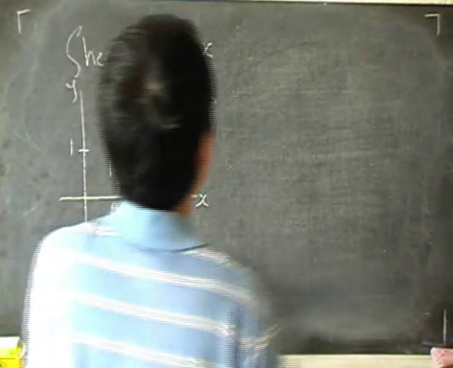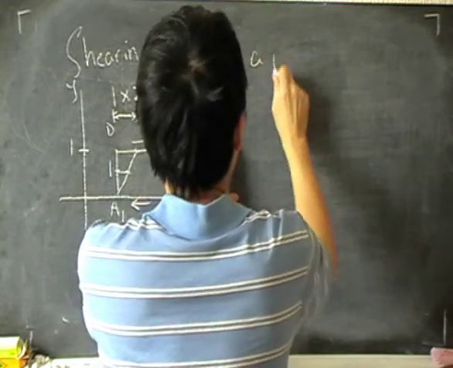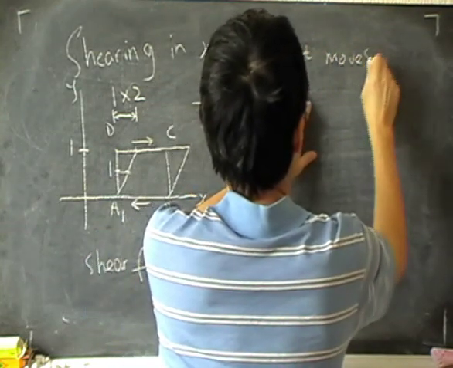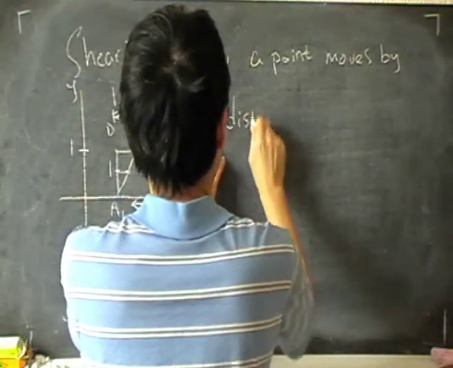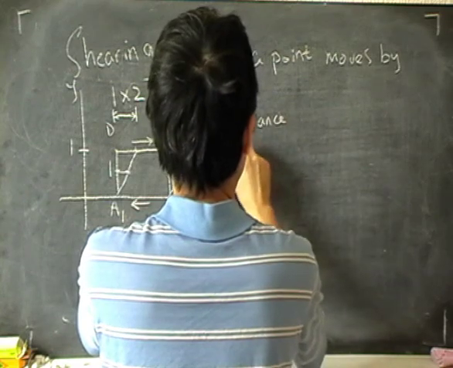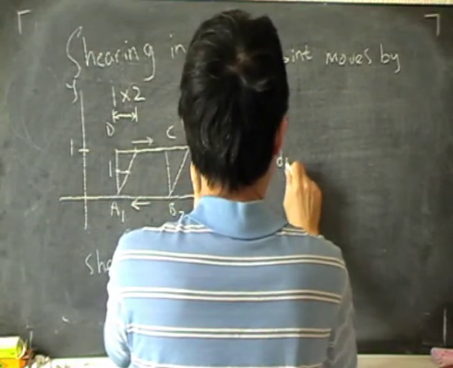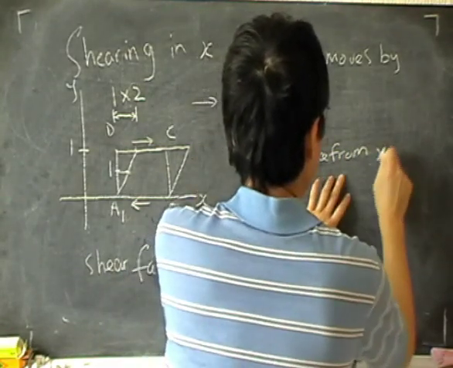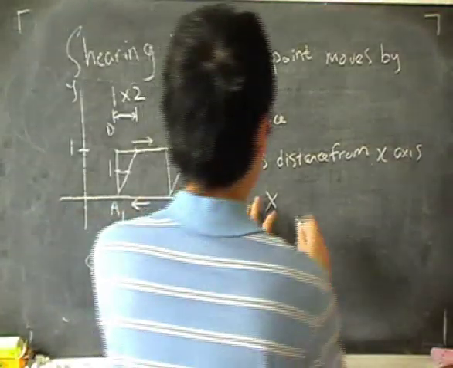So let me write this down. When you do shearing in x, a point moves by a distance that is equal to its distance from the x-axis times the shear factor.